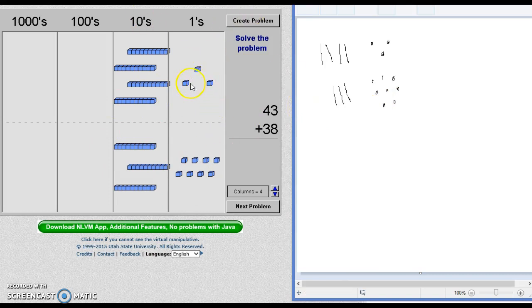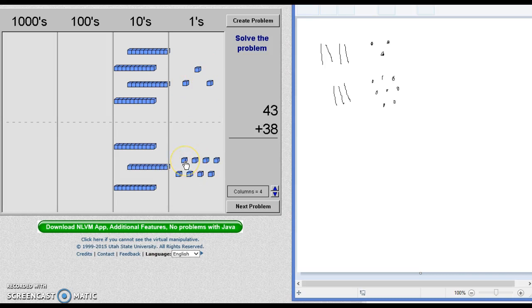All right, so when a child approaches this, they might try to do the 10s first to combine them together. A lot of them will naturally do the 1s first. The standard algorithm does the 1s first. Doesn't mean you have to, but that's what the standard algorithm does. So we take a look at how many 1s we have. There's 3 up here, and there's 8 down here, so that's a total of 11.